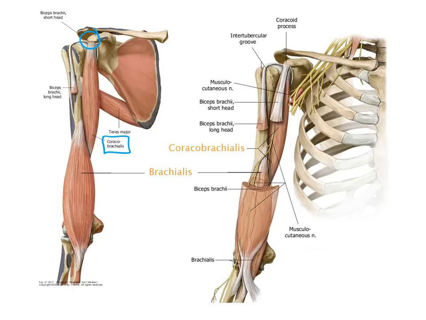Because the coracobrachialis muscle only crosses the shoulder joint, that means it only acts on the shoulder. It's going to participate in arm flexion, and it will also assist in arm adduction. The coracobrachialis muscle happens to be an important landmark for locating the musculocutaneous nerve, shown here. Notice how the musculocutaneous nerve exits directly through and pierces the muscle belly of the coracobrachialis muscle. And again, the musculocutaneous nerve will be responsible for innervating the coracobrachialis, the brachialis, and the biceps brachii, all three muscles of the flexor compartment of the arm.